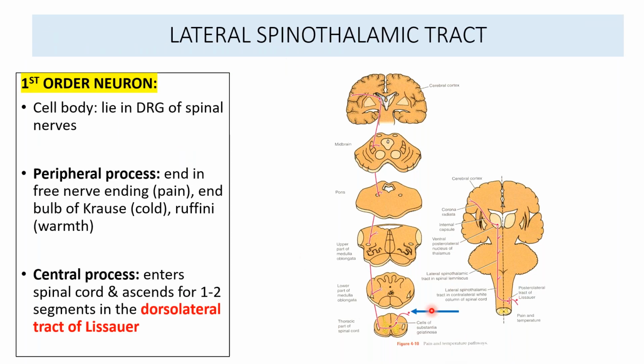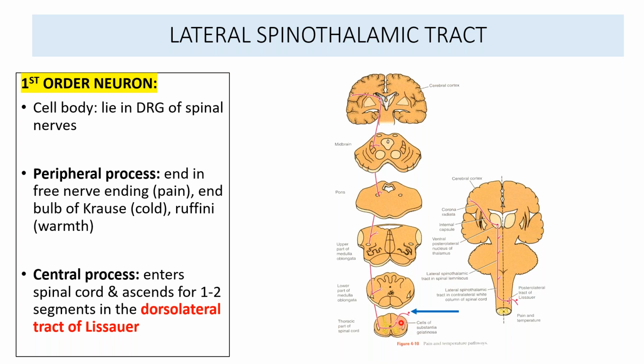The first order neuron, remember, all the sensory pathways will have their first order neuron in the dorsal root ganglia of the spinal cord. So this is the peripheral process, which ends in the free nerve endings, and this is the central process, which reaches the spinal cord.